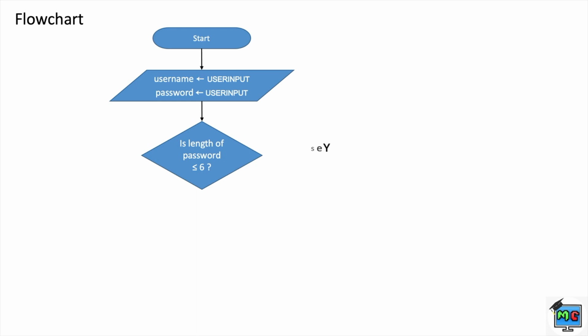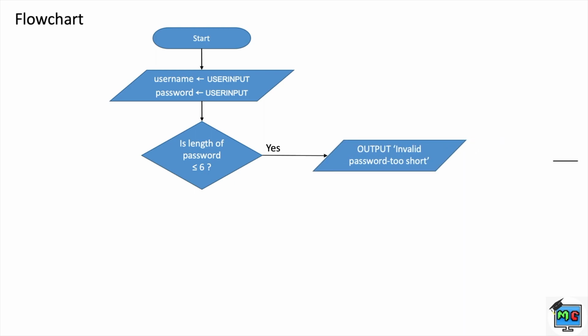So suppose the answer is yes. What happens? It is less than 6. Therefore, it will output an error message: invalid password, too short. Therefore, you can just end the program here with another terminator. Stop. End of program.